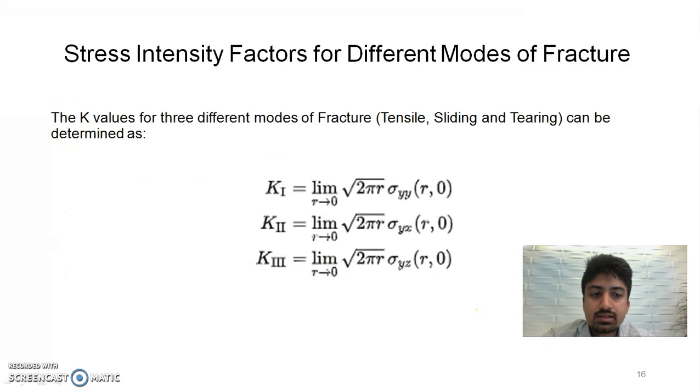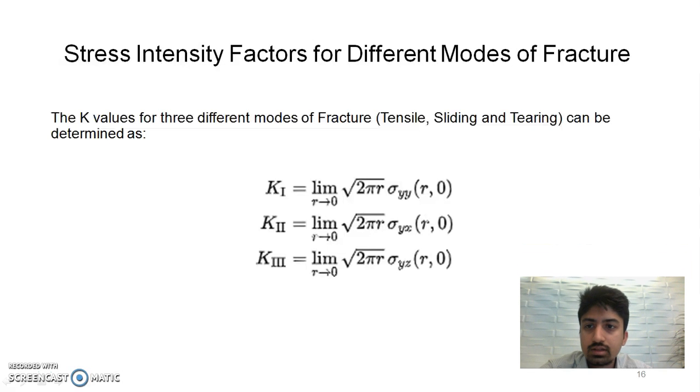So these are the different stress intensity factors for different modes of fracture. This is how we calculate the stress intensity factors. There is some relation for the three modes of fracture, and they are somewhat different just depending on the coordinates.